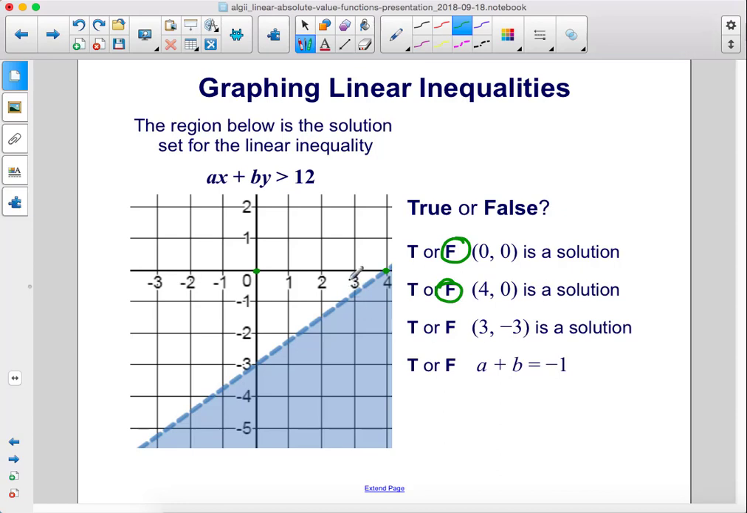3, -3 is a solution. That is true. It's right in the shaded region. This is true. This is a solution.